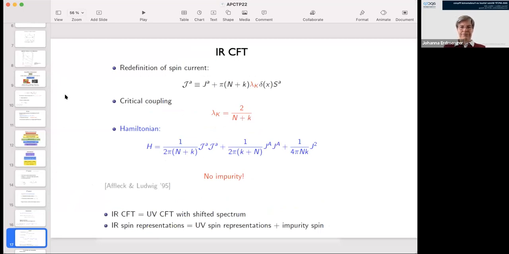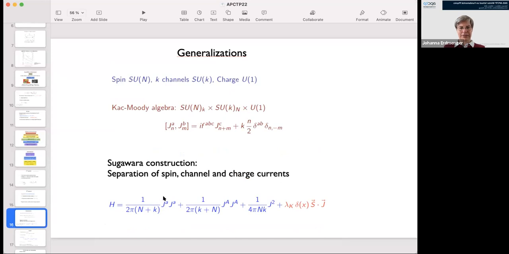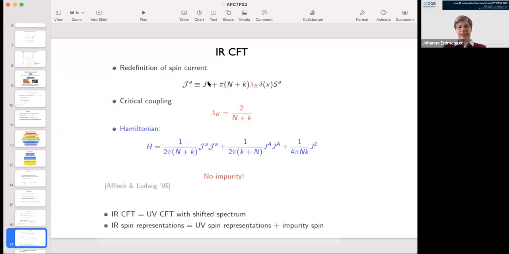Now this is actually the way that this infrared fixed point can be written explicitly, because as Affleck and Ludwig showed, we can redefine the spin current. So we define this curly J, which is the original spin current. It's this current here. And then to this current, we add a contribution which involves this spin impurity together with this Kondo coupling, and it's only defined locally where x is equal to 0.